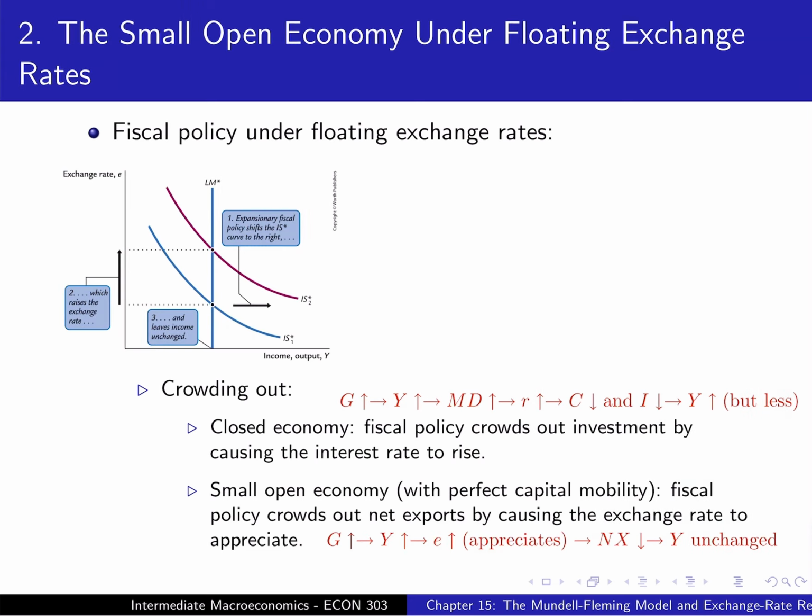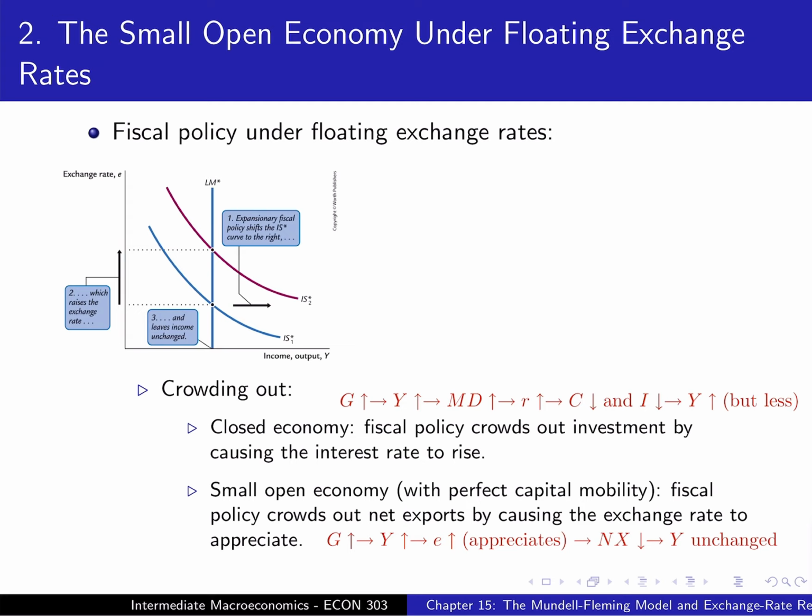In a small open economy with perfect capital mobility, things are different. The interest rate R is fixed at the world level, R star, so it cannot rise. Instead, the increase in G raises income Y, which increases the demand for money.